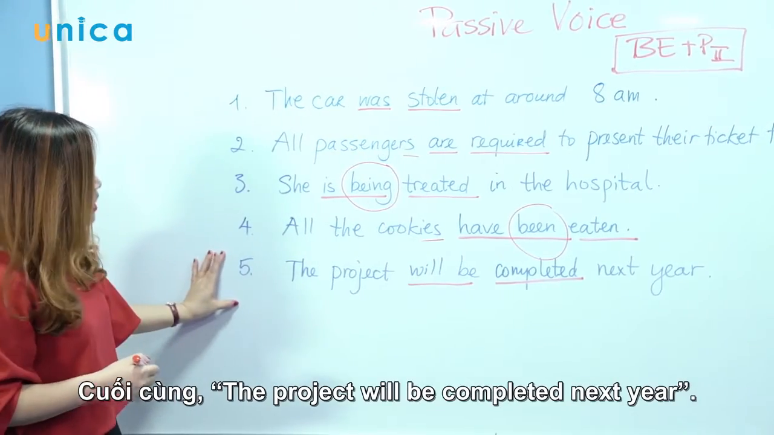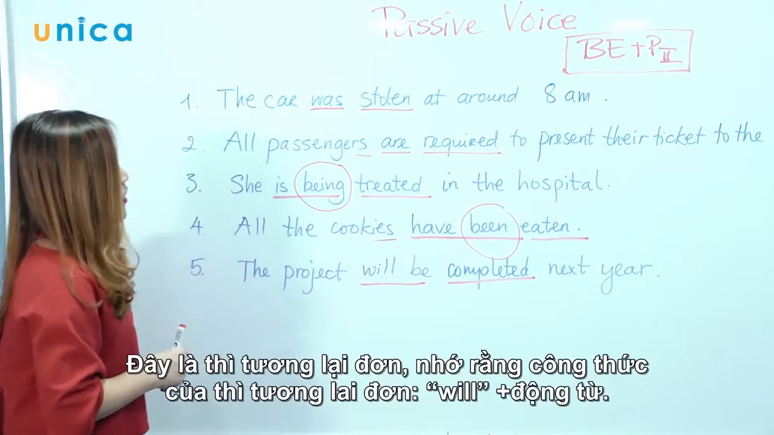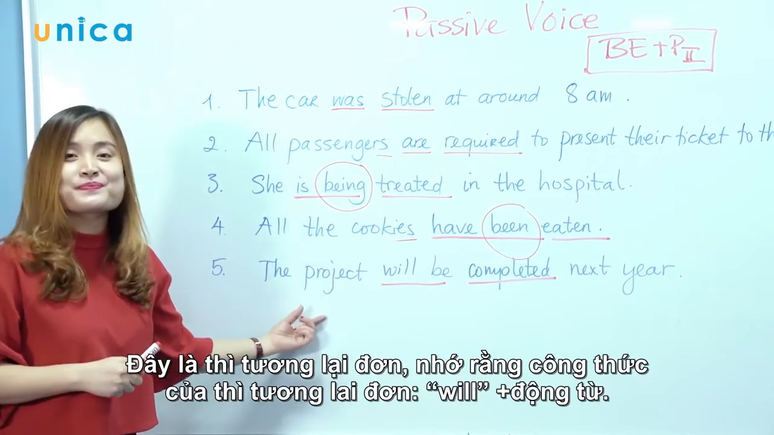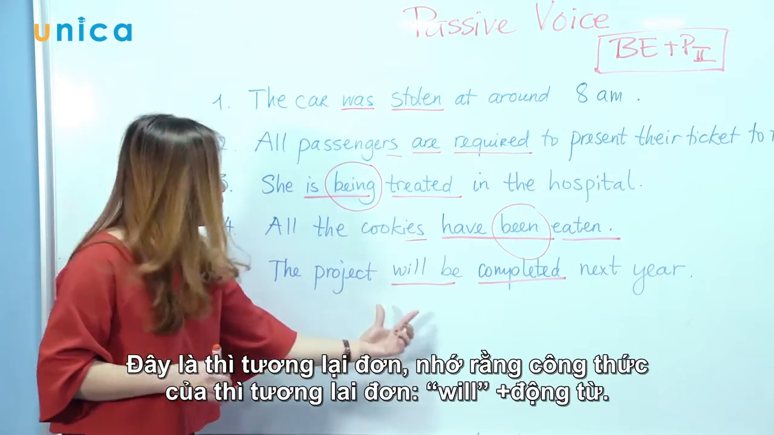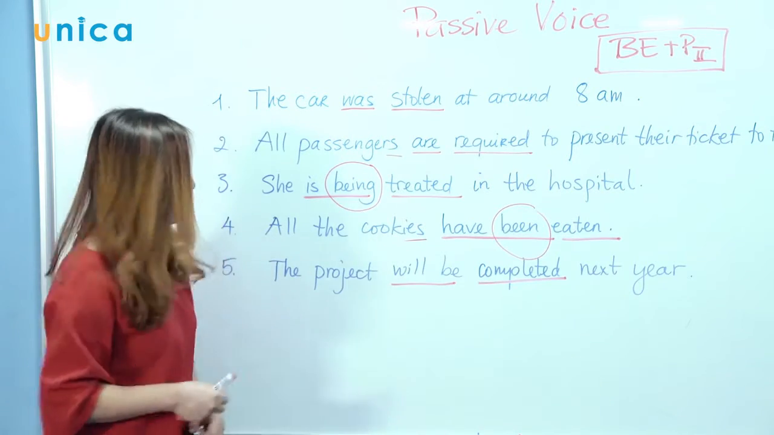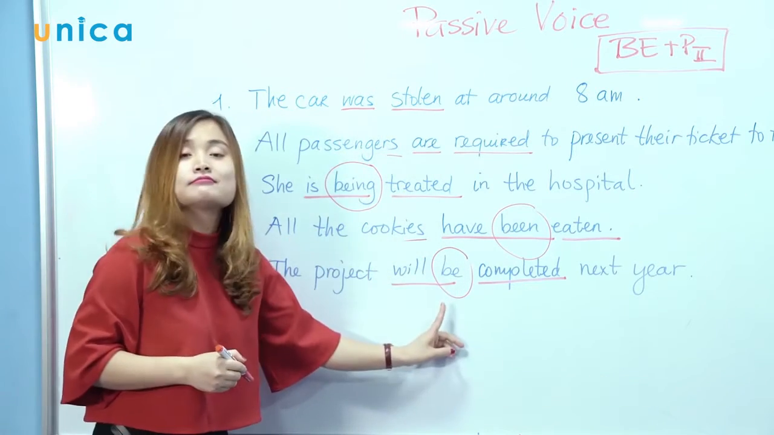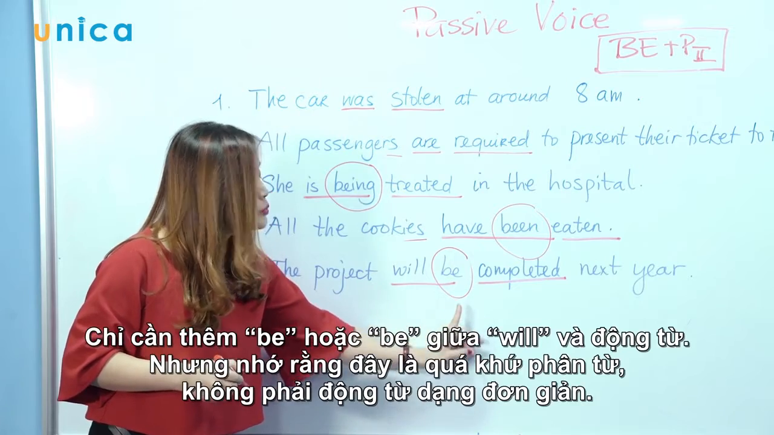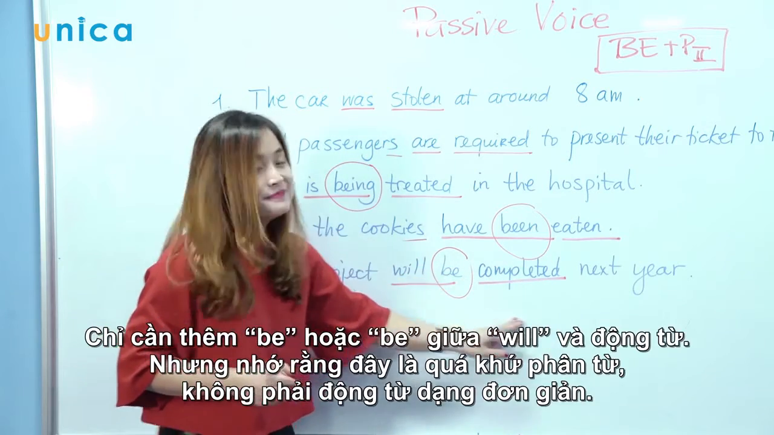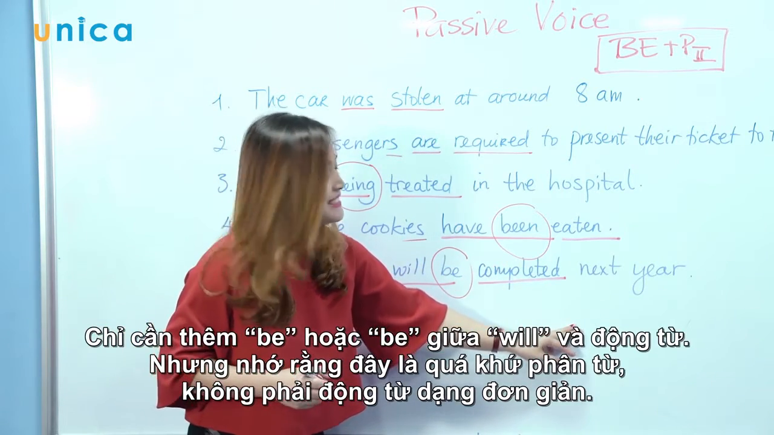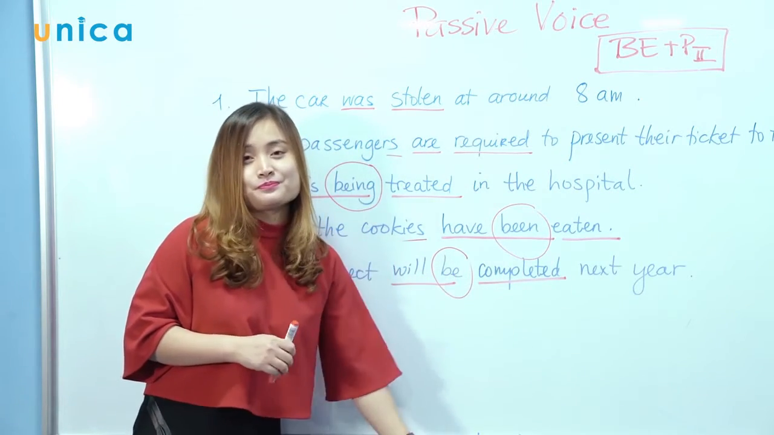And the last one. The project will be completed next year. Okay. So this is simple future. You still remember the formula of simple future? We have will and then we have verb, right? So for passive voice, we just simply add be, or put be between will and verb. But remember, this is P2, not the verb base form. All right? The project will be completed next year. Very good.